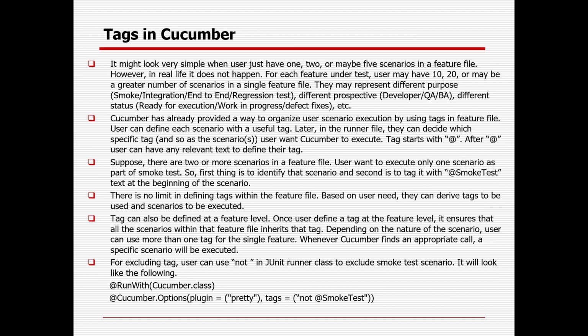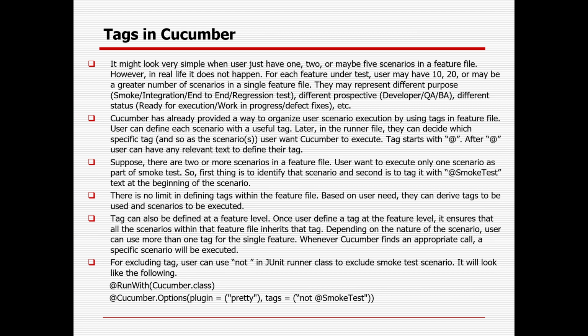So Cucumber has already provided a way to organize scenario execution by using tags in the features file. The user can define each scenario with a useful tag. Later in the runner class, they can decide which specified tag they want to execute. A tag should start with the @ sign, and you can give it any number of times. Once the tag is defined, you can execute the scenarios based on the tag.